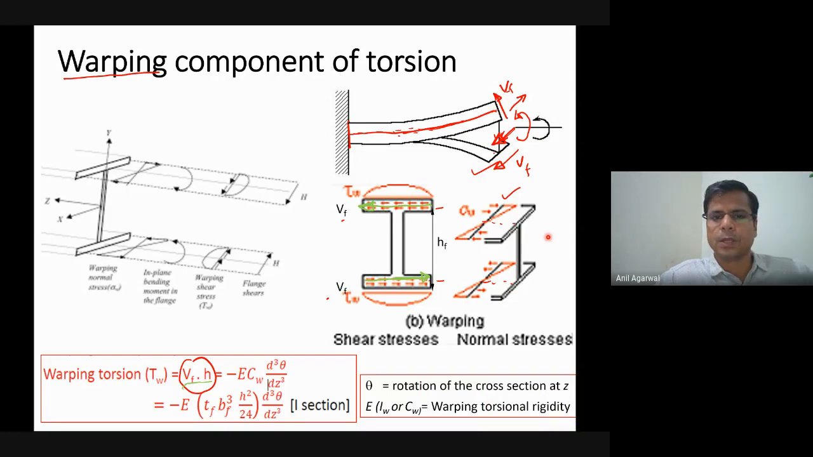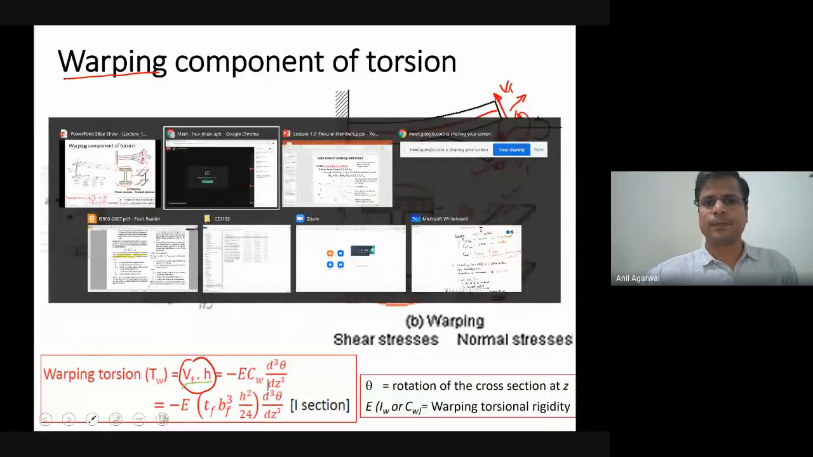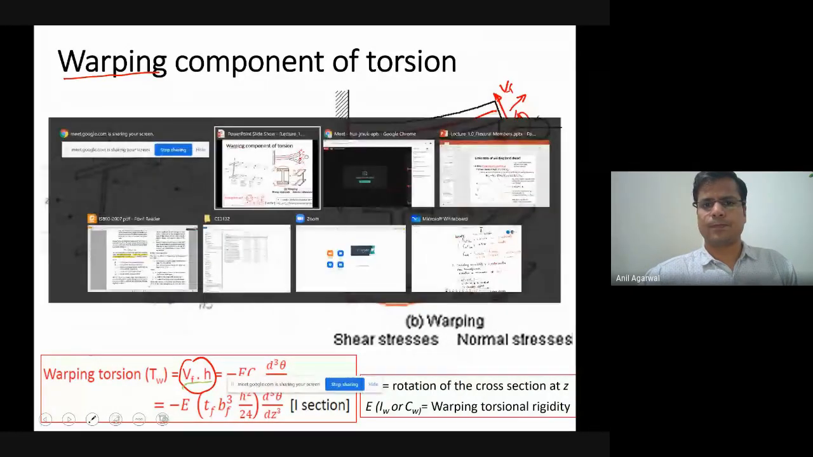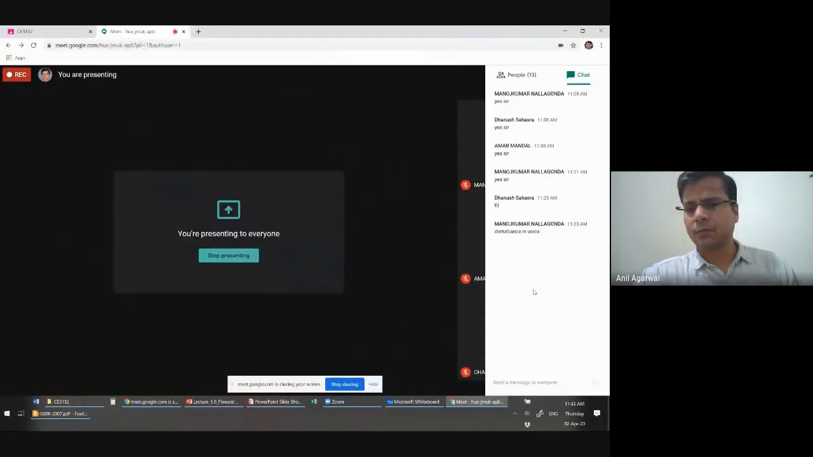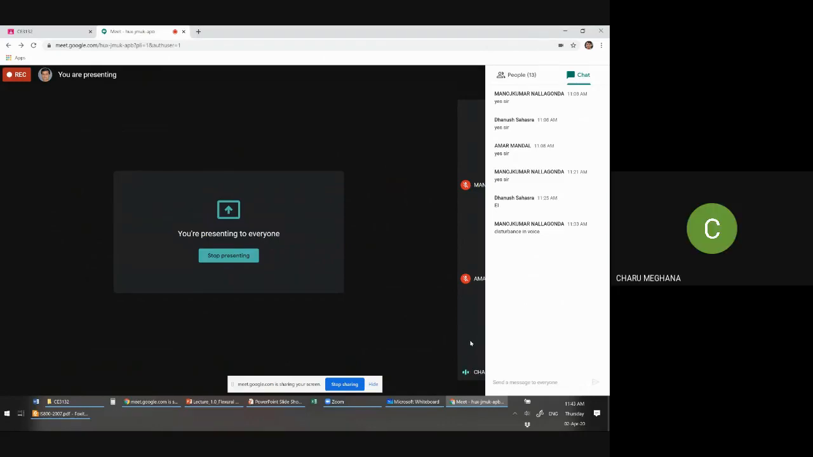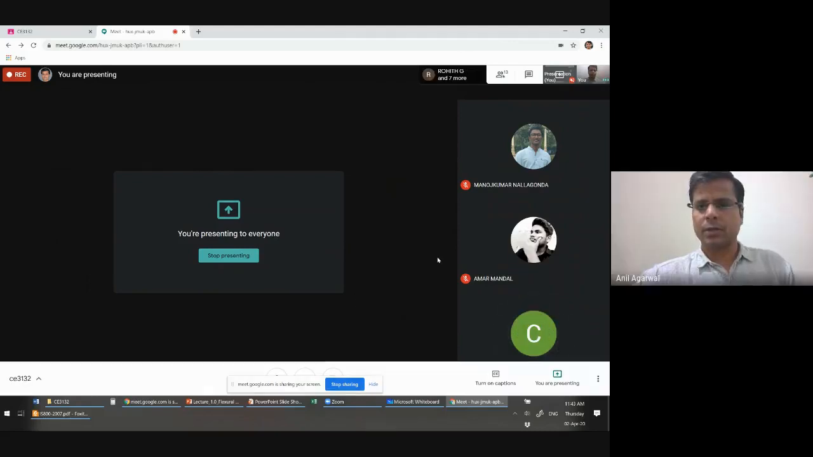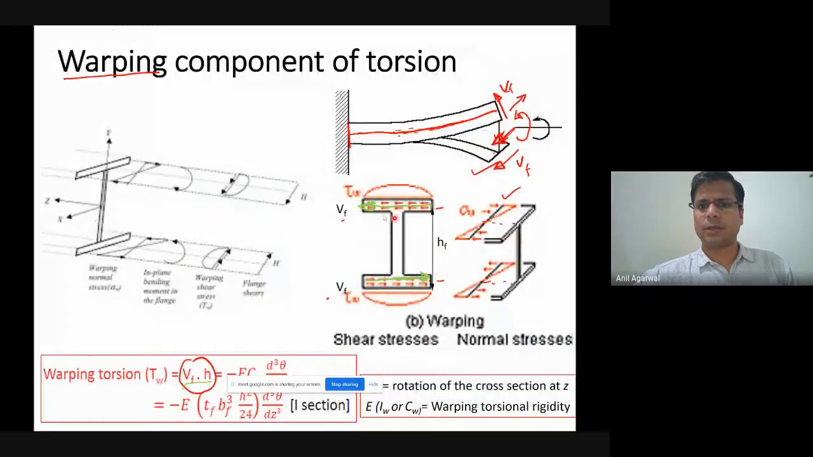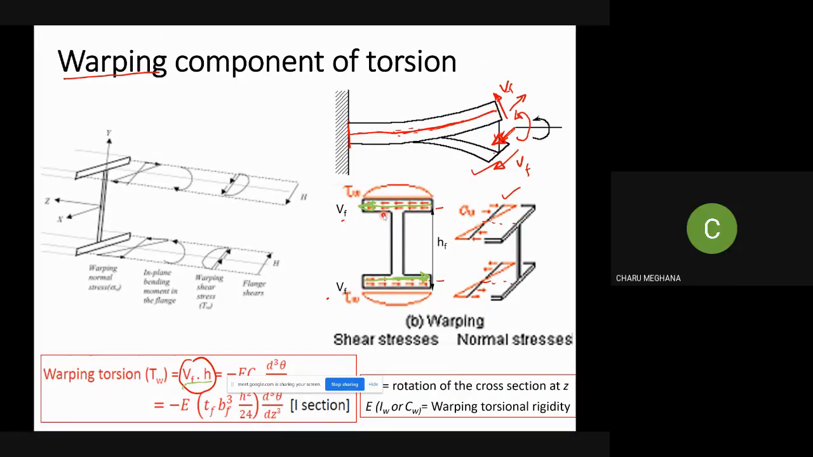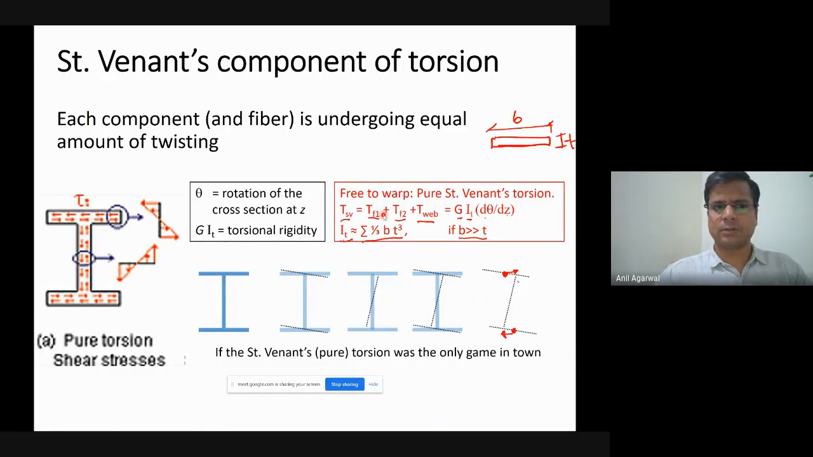Okay. So, any questions about warping torsion and Saint-Venant torsion so far? Any questions? Were you able to follow what I was saying? Sir, can you explain how the shear forces develop in the flanges? Charu. Okay. How the shear forces develop in the flanges? In case of Saint-Venant torsion or in case of warping torsion? Saint-Venant. Okay. In this one, right? Yeah.